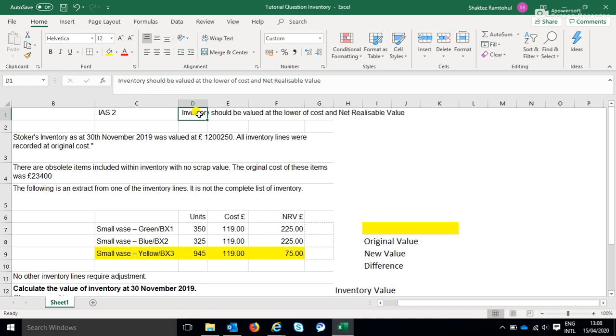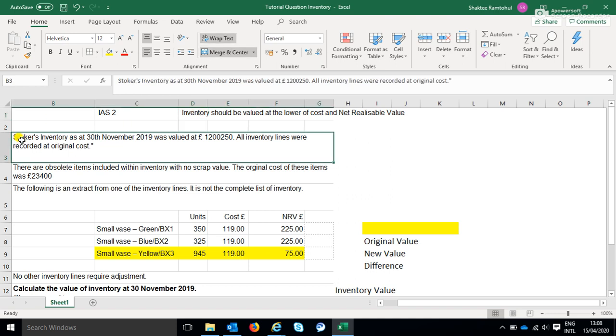So, how do we go about it? Let's look at a question, and this question caused a little bit of confusion. We're told Stoker's inventory, as at 30th of November 2019, was valued at £1,200,250. All inventory lines were recorded at original cost. So far, there's no issue whatsoever. Then we're told there are obsolete items included within inventory with no scrap value. The original cost of these items was 23,400.